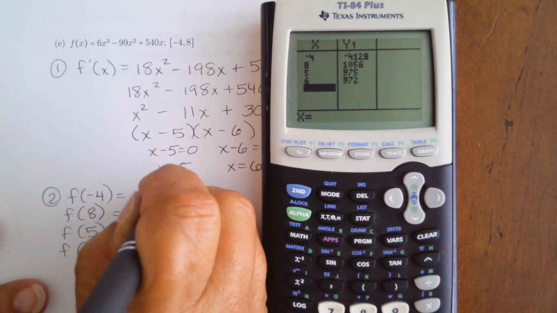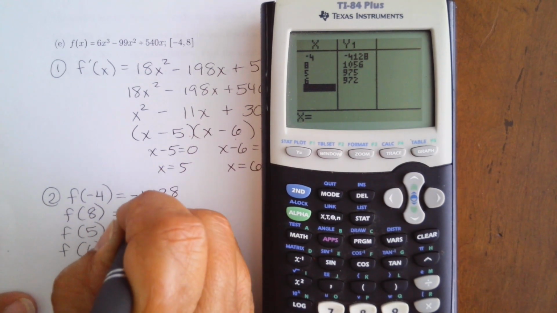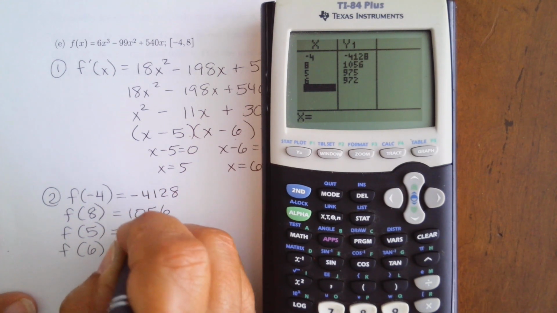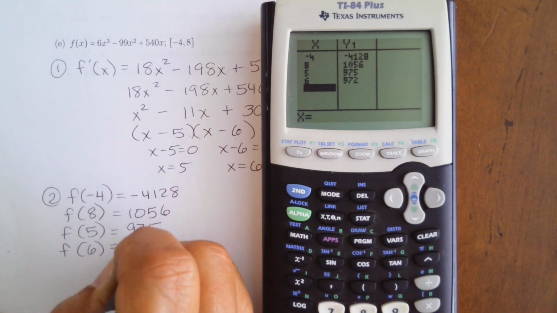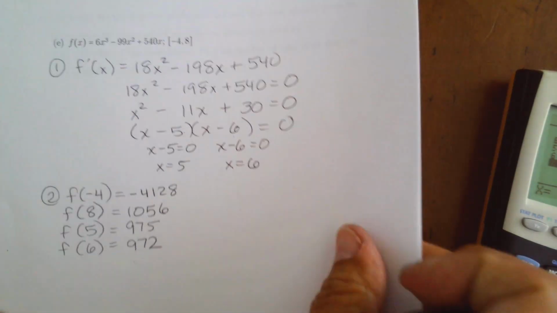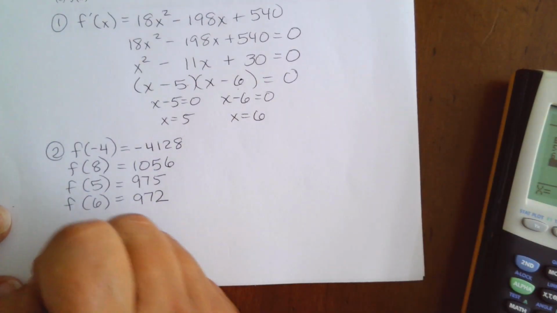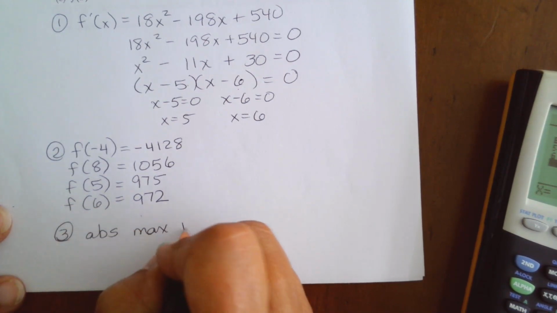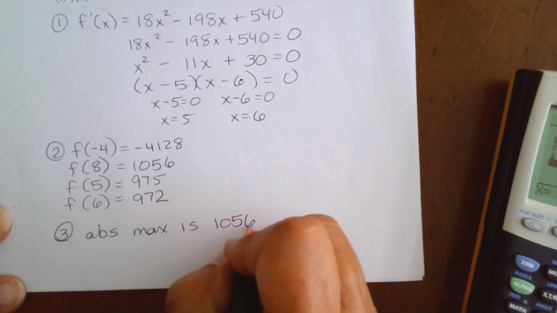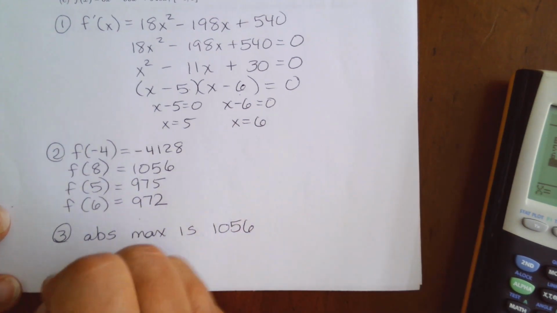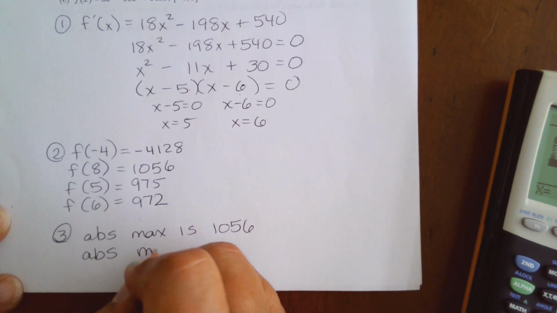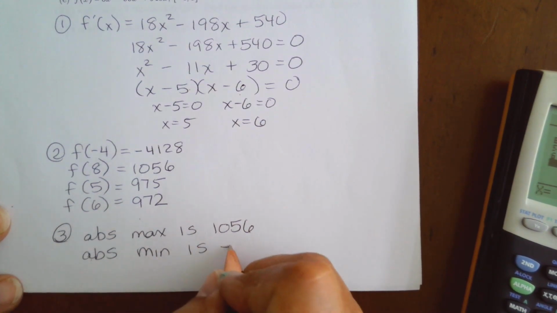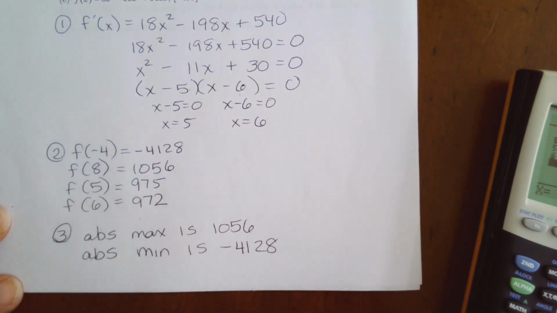Negative 4128, 1056, 975, 972. Okay, so pick out the largest and the smallest. So for step 3, your absolute max is 1056, right? That's the largest number. And your absolute min, smallest number, negative 4128.